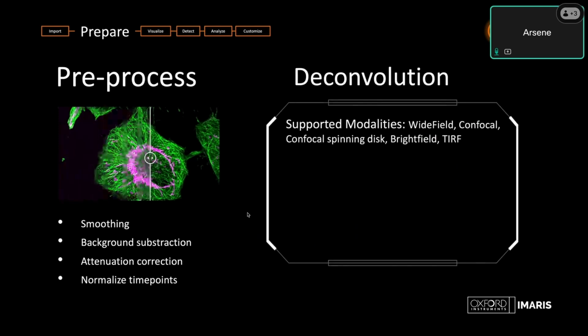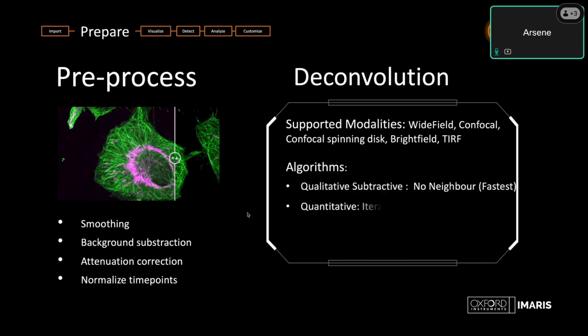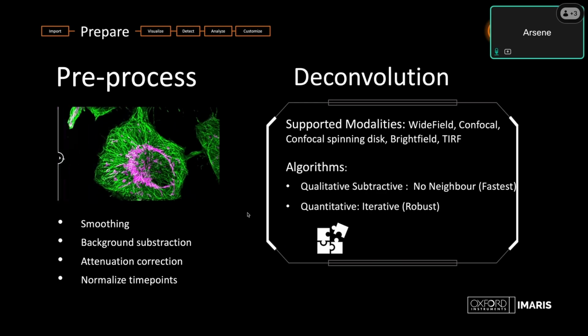Deconvolution is actually a software algorithm to improve the image quality for visualization and analysis. We can use images from microscopy systems like wide field, confocal, spinning disk, TIRF, etc. for deconvolution. It contains two different algorithms. One is faster, another is slower, but is quantitative. And as you can see from this image, before and after the deconvolution, it actually improves the resolution and the signal to noise ratio.